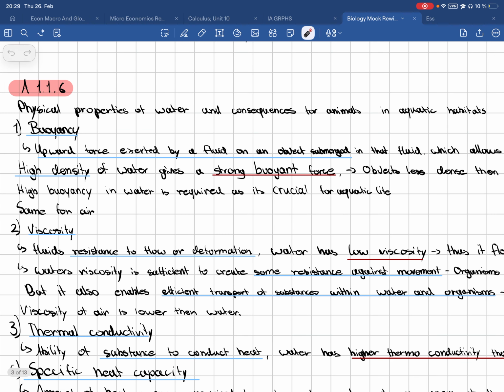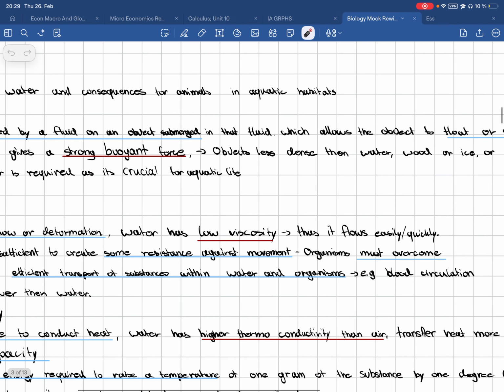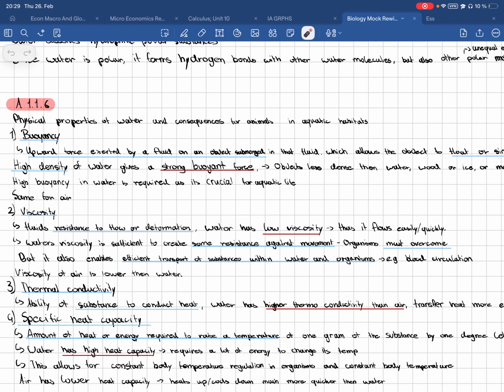Viscosity is the fluid's resistance to flow or deformation. Water has very low viscosity, and thus it flows relatively easily and quickly. However, water's viscosity is still there. You can think of it as, for example, if you're at the beach or you're in a pool and the water goes up to your hips, you see how if you try to run, it will be extremely hard. This is because of this resistance that water creates, hindering you from actually running at full speed.